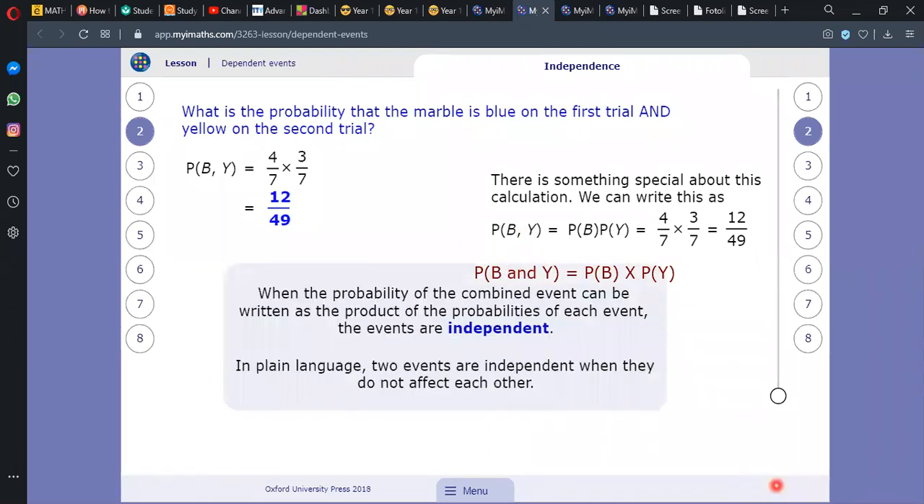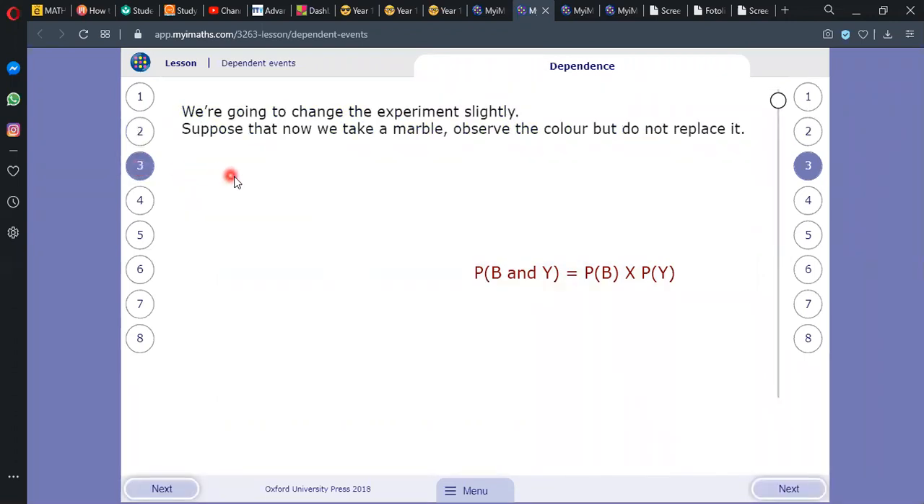So moving on. Now, when the probability of the combined event can be written as a product of the probabilities of each event, I mentioned it earlier on, the events are said to be independent. In plain language, 2 events are independent when they do not affect each other. Moving on. Okay, we're going to change the experiment slightly, guys.